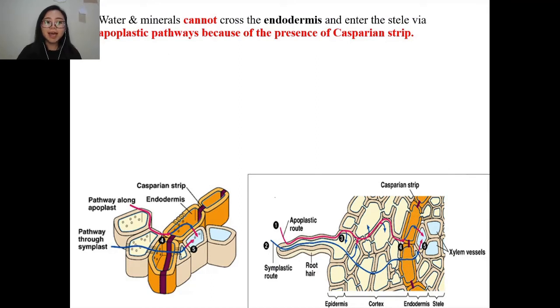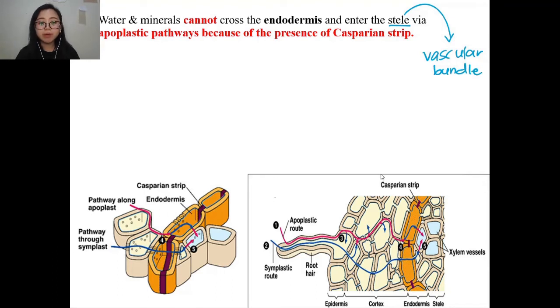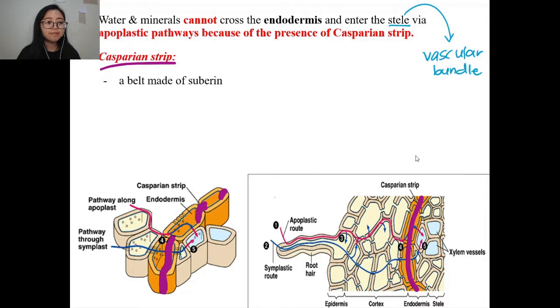Water and minerals cannot cross the endodermis and enter the stele. Stele is the vascular bundle ataupun xylem phloem. Water and minerals cannot cross the endodermis and enter the stele via apoplastic pathways because of the presence of Casparian strip. Air dengan mineral tidak boleh limpas melalui cell wall sebab ada ini Casparian strip. What's the Casparian strip? It is this purple thing that you see in the diagram. It's present in the endodermis. It is a belt made of suberin.